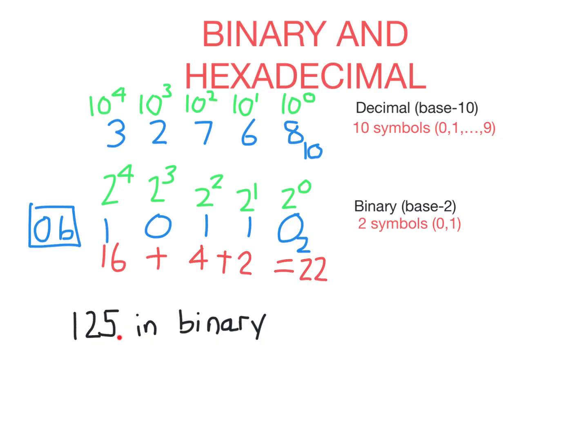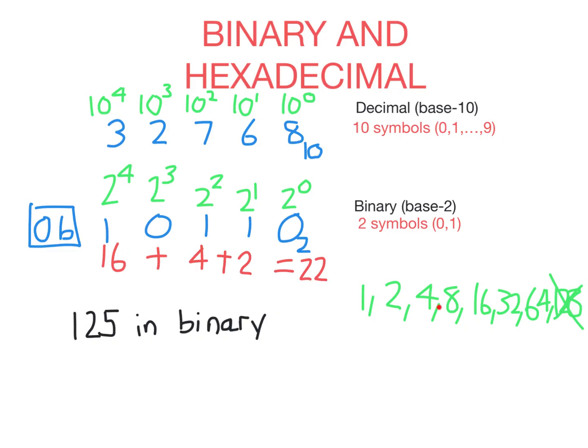So how would I write a number like 125 in binary? Well, what I have to do is write this as the sum of powers of 2. It's great if you know the powers of 2. But if you don't, let's go through them. 1, 2, 4, 8, 16, then 32, 64. The next power of 2 is 128. Now, because that's more than 125, I don't need it here.